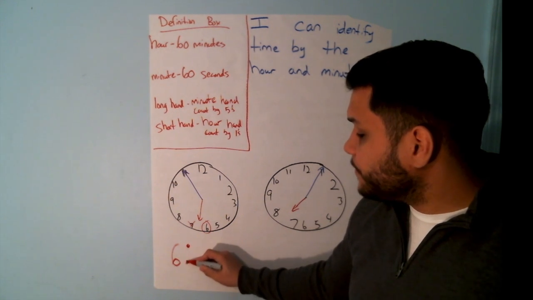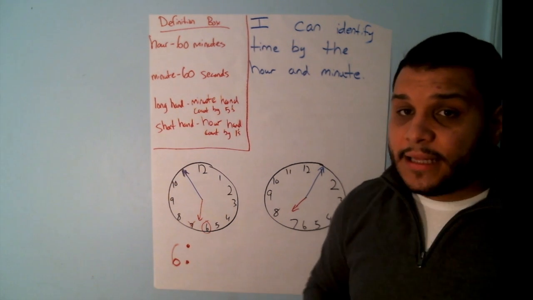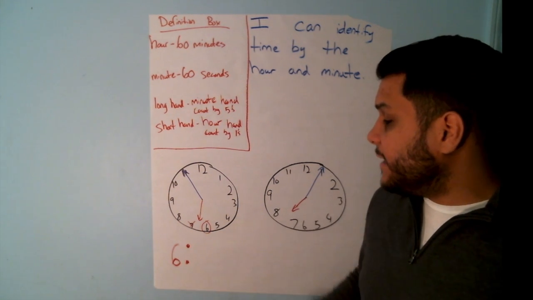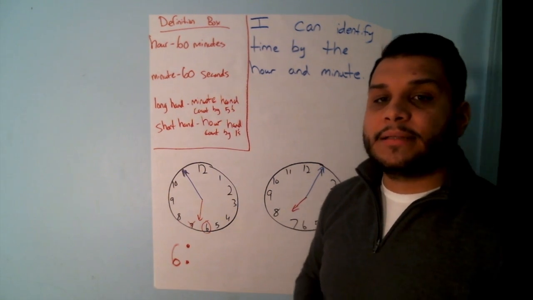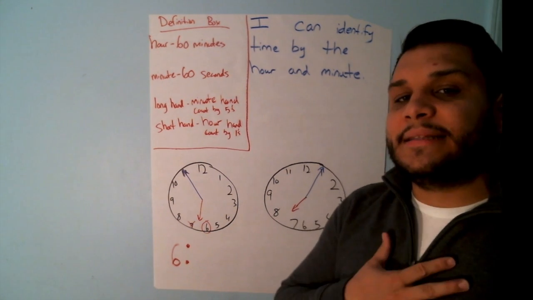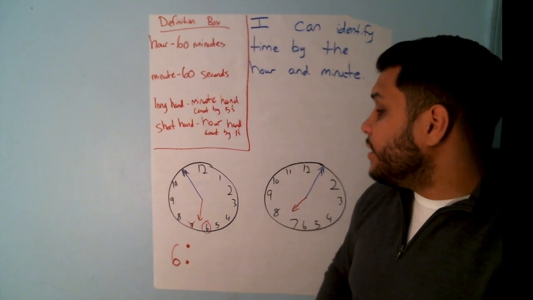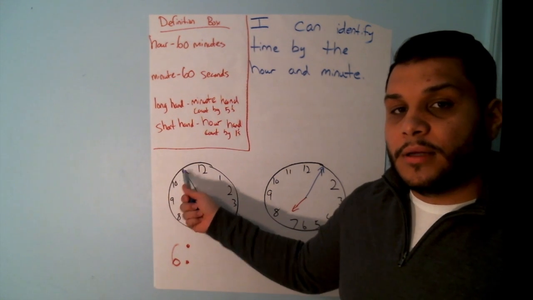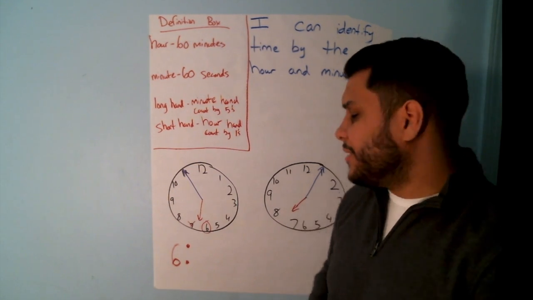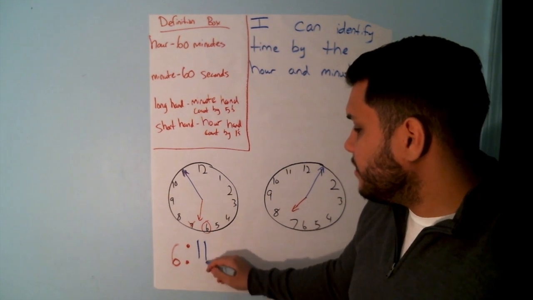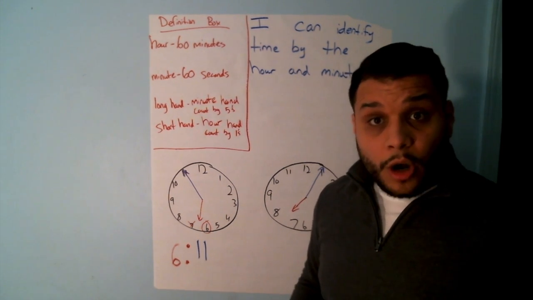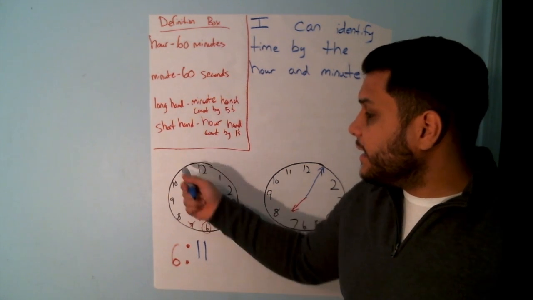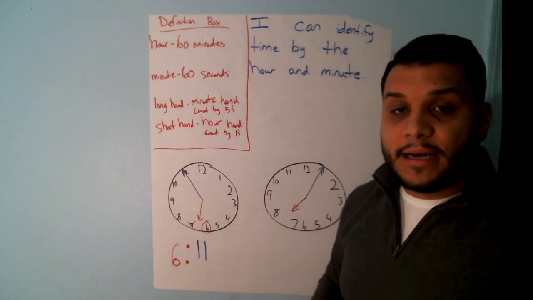Then we put our 2 dots that are going to separate our hour from our minutes. Now we have our minutes. How will I be able to identify my minutes? Will I say that it is 6:11? No. I'm going to write it. I think that's right. No, it's not 6:11, but my minute hand is pointing at the 11.